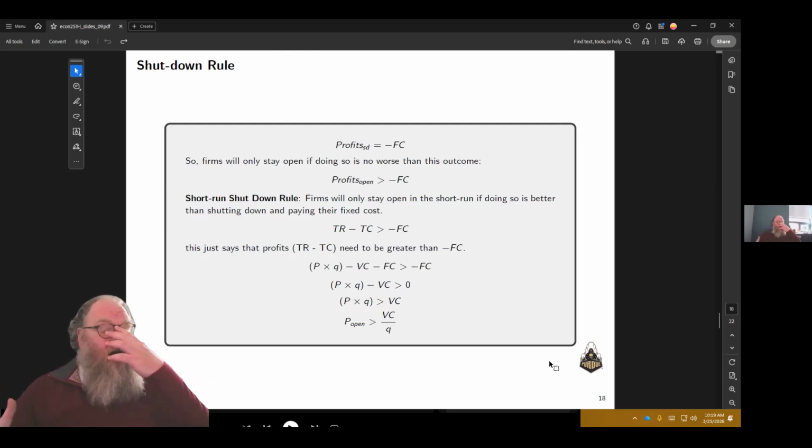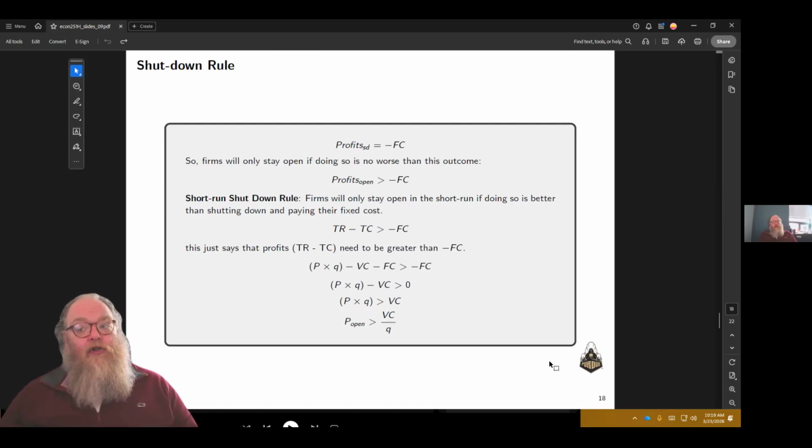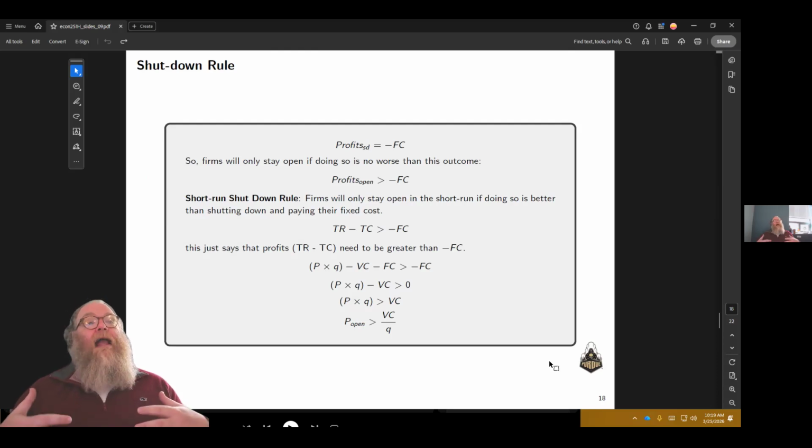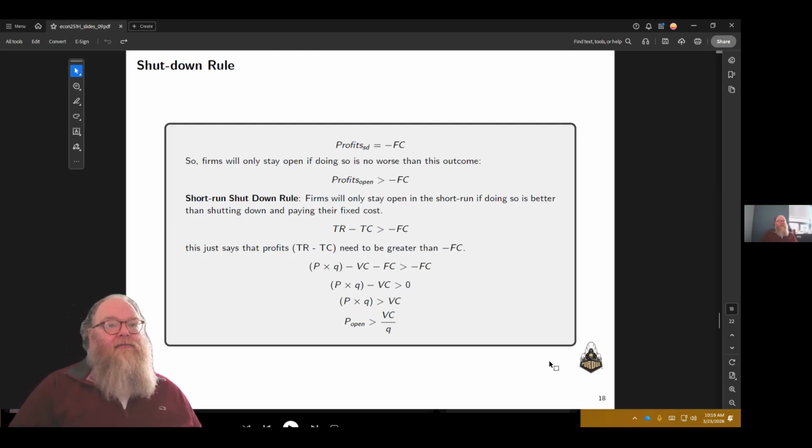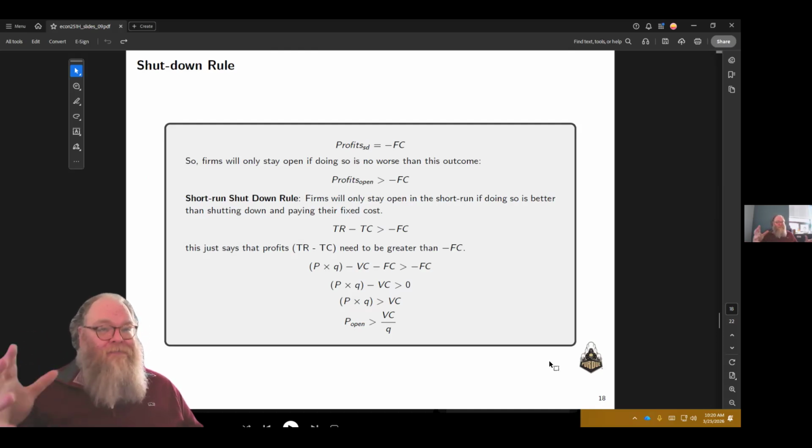So the shutdown rule for us is going to be at the current market conditions, at the current market price, and relative to my cost structure, am I covering my fixed cost? What I mean by that is, am I able to effectively earn a higher profit by staying open than I could earn by shutting down, right? Because we know what the profits of shutting down are, they're negative fixed costs. So I need to earn at least greater than negative fixed cost in order to stay open. Otherwise, it makes no sense for me to stay open, and I, in fact, should shut down.